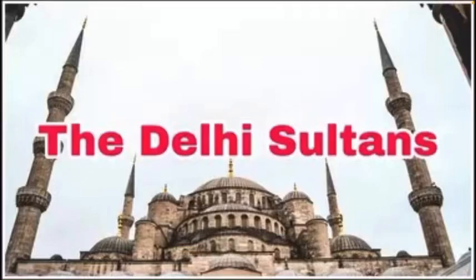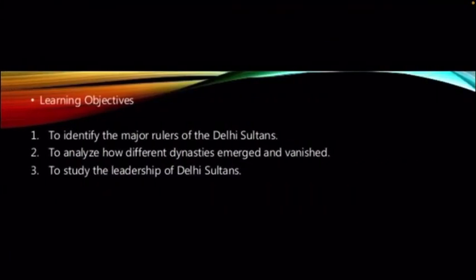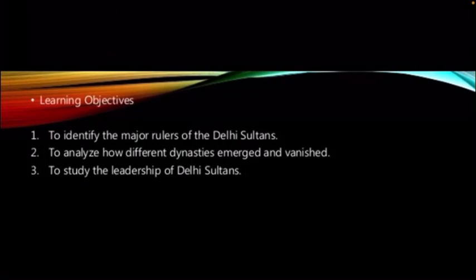Hello everyone. Today we are here to study the third chapter of history, that is the Delhi Sultans. In this chapter, the students will be able to identify the major rulers of Delhi Sultans. Secondly, the students will be able to analyze how different dynasties emerged and vanished. Third, students will be studying the leadership of Delhi Sultans.